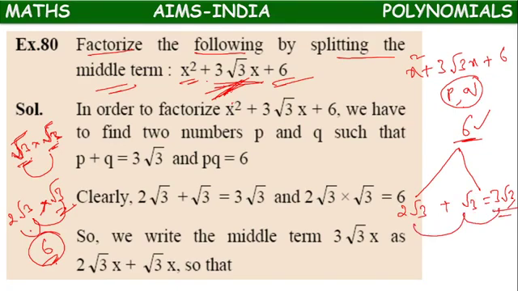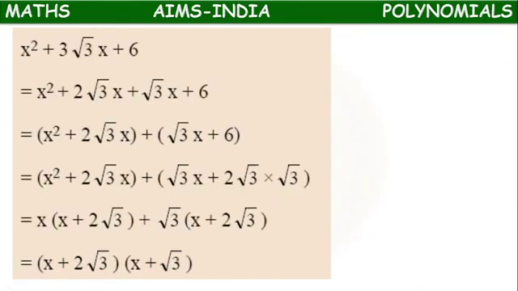Okay. Now 2 root 3 plus root 3 is 3 root 3. 2 root 3 into root 3 is 6. Condition satisfied. So the middle term plus 3 root 3x is to be split into 2 root 3x plus root 3x. We can split like that.